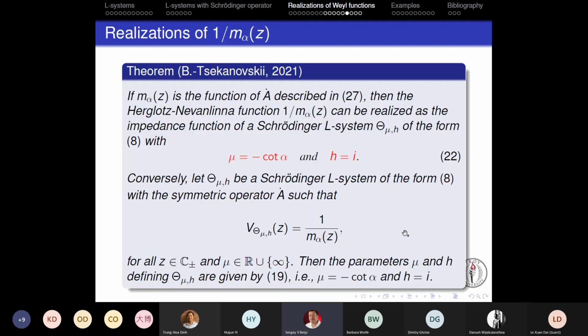And of course, the picture wouldn't be complete if the same problem was not solved for the reciprocal, 1 over M alpha. 1 over M alpha is also a Herglotz-Nevanlinna function, and the question is what values to take. So mu is going to be negative cotangent, while H is still I. And the structural theorem as before is a criterion. It's forward and backward. So a Schrodinger system of the form 8 with the impedance matching 1 over M alpha must have parameters negative cotangent alpha and I.